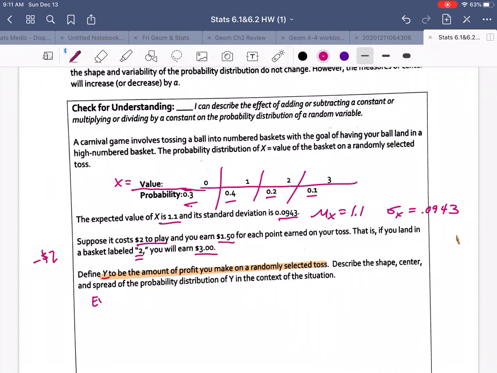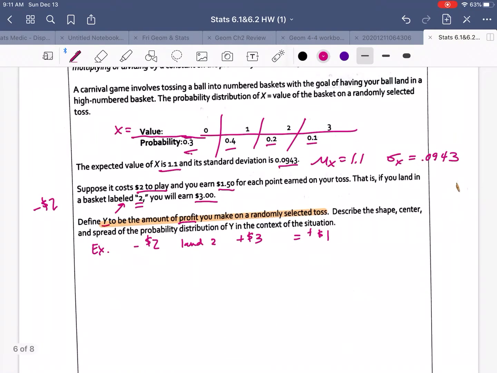Okay, so let's just think about one example. Let's play this example out. If I played the game, I lose $2, but if I land on 2, I earn $3. So the net amount of profit would be I'm making $1, okay? So I have to work that out for each scenario. So I have my Y, right? And then my probability of Y. It looks like my probabilities here are the same, right? These are my outcomes, but Y is a different variable based on X.